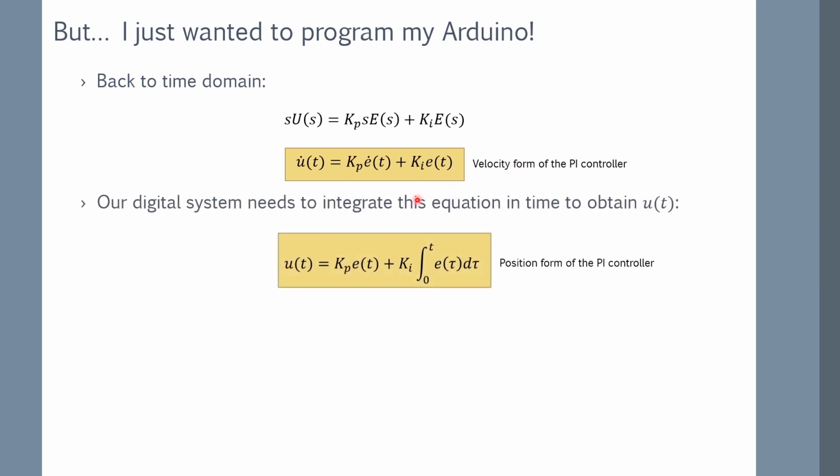So we integrate the equation. We integrate this from 0 to t, and we get U of t. We integrate this, and we get E of t. And we integrate this, and we get the integral from 0 to t of E of tau d tau, and this is just a dummy variable for the integration sake. And this is what we would call the position form of the PI controller.